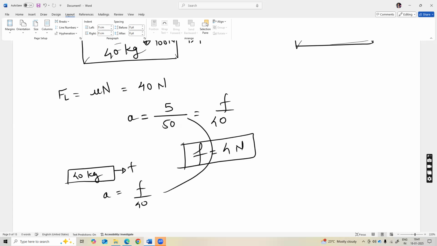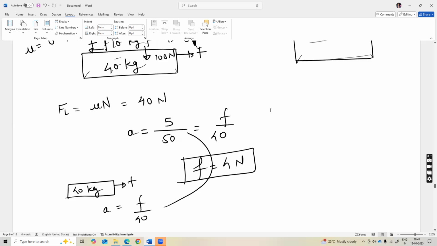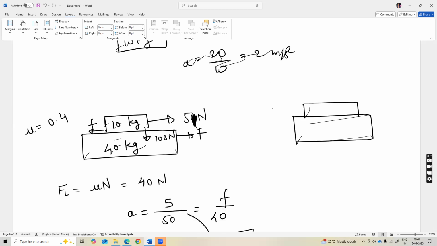So you will get F is equal to 4 Newton. So that will be the frictional force that will act between them, because the acceleration of both will be the same. Whereas in the second case, similarly, if you have a 10 kg block and downward is a 40 kg block, and now you have applied 50 Newton force. So in this case also, limiting frictional force will be 40 Newton, and you have applied force more than 40 Newton. So in this case, frictional force that will act will be 40 Newton on both the blocks.